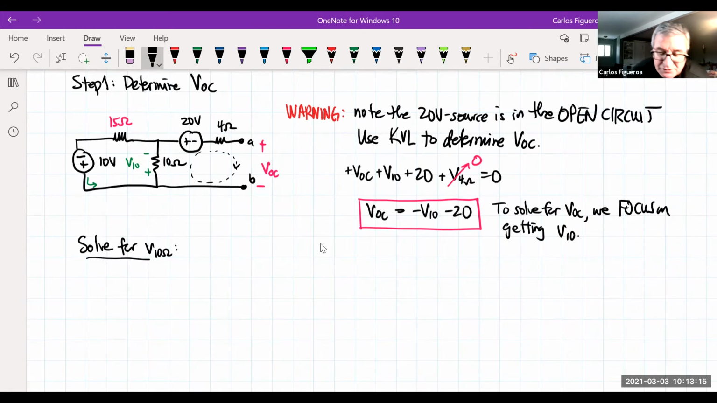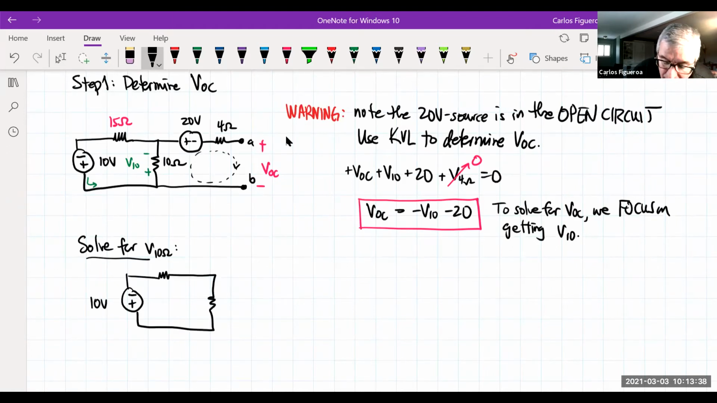Now, one of the things you should notice is, look at this circuit here. The 20 volt does not contribute to the 10 because we already accounted for that 20 volt. So I really have just a single loop. And you could see that this is just a series circuit. This is going to give me the voltage across the 10.